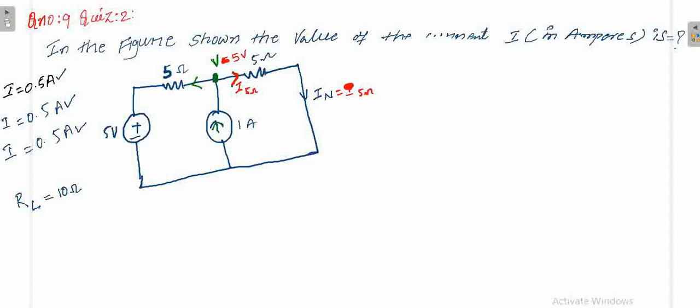This is a normal wire. So how much current is flowing? This 5 ohm branch is at a higher potential of 5 volts, and its lower potential is connected to 0 volts.